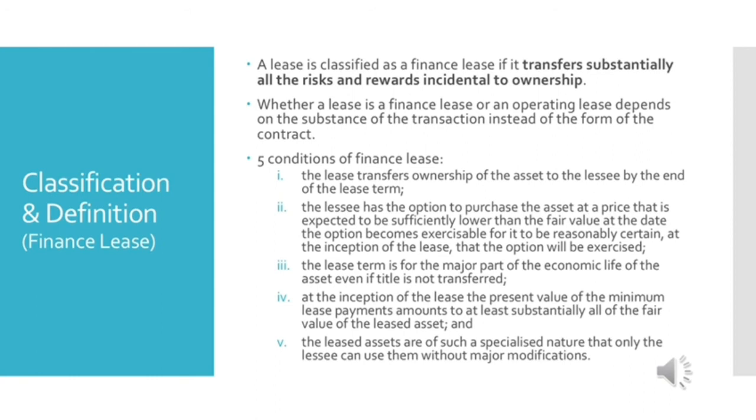5 conditions of finance lease. 1. The lease transfers ownership of the asset to the lessee by the end of the lease term. 2. The lessee has the option to purchase the asset at a price that is expected to be sufficiently lower than the fair value at the date the option becomes exercisable for it to be reasonably certain at the inception of the lease that the option will be exercised.